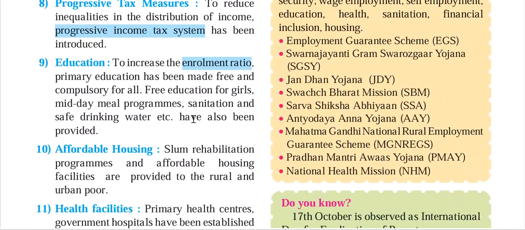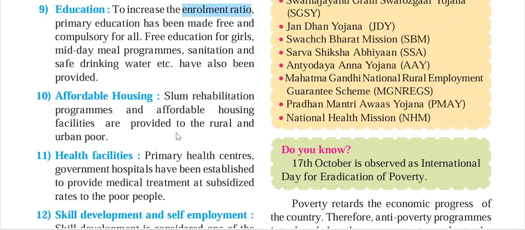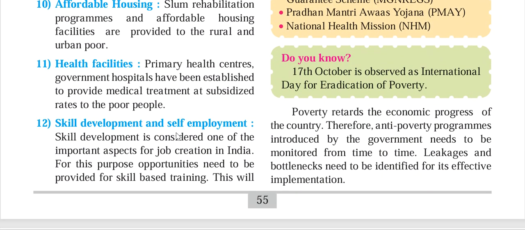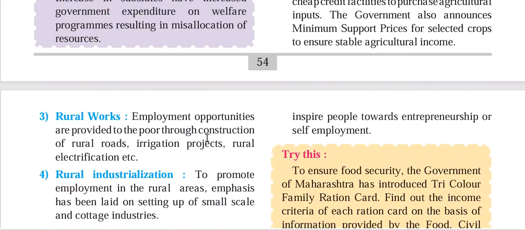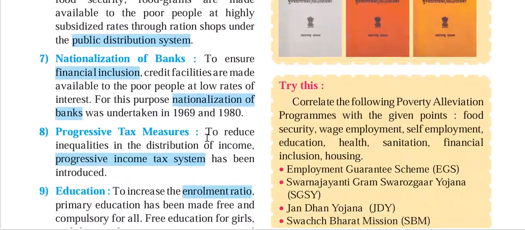Next, we have education. We will take education and health combined. Government also focused on free primary education, midday meals, health centers, sanitation facilities, etc. Affordable housing, slum rehabilitation programs, and affordable housing facilities are provided to rural and urban people. Skill development and self-employment. Skill development is considered one of the important aspects of job creation in India, and for this purpose, opportunities need to be provided for skill-based training. This will inspire people towards entrepreneurship and self-employment.